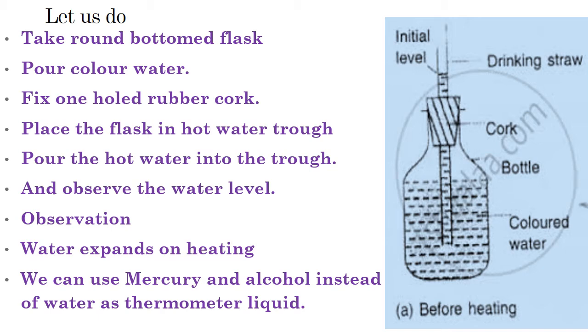Not only water, mercury and alcohol are also used as thermometer liquids. Normally, instead of water you can take mercury and alcohol because there is more accuracy in the reading of mercury. Why? Because mercury and alcohol are used instead of water in the thermometers.